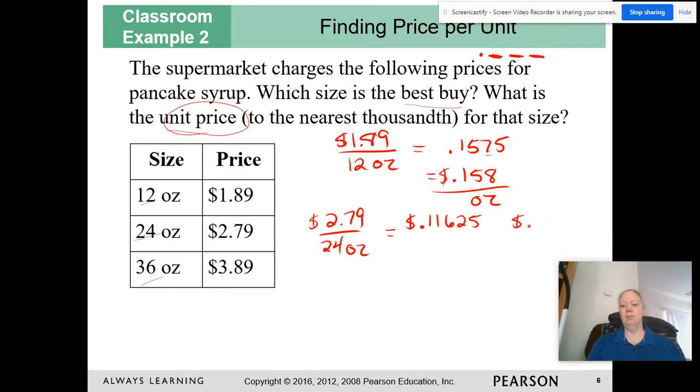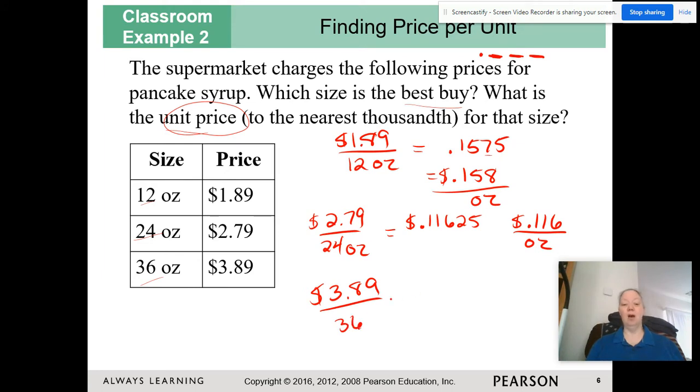So 0.116 per ounce. But for whatever reason, maybe the store is trying to trick you. I don't know. But sometimes the smaller container is actually the better buy. So it's always a good idea to check those unit price labels.